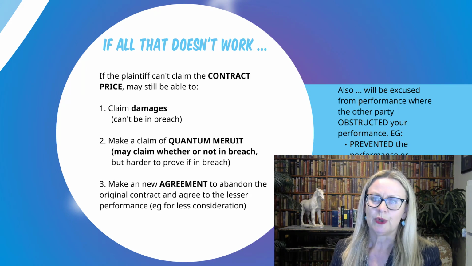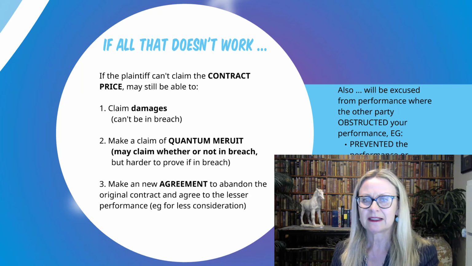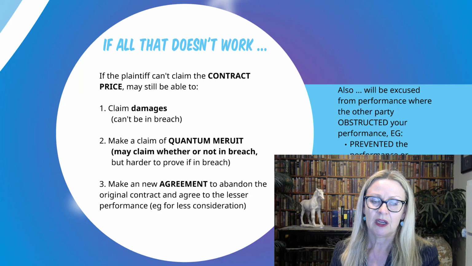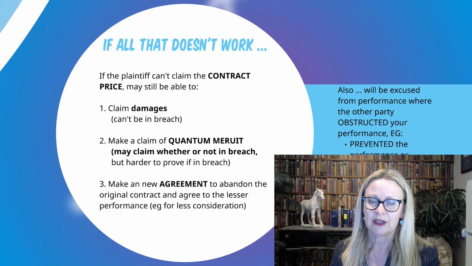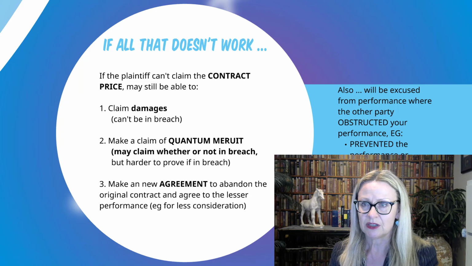If all that doesn't work, and if the plaintiff can't claim the contract price, there are a number of other escape routes that might persist. They might be able to file a claim in damages. They might be able to make a claim of quantum meruit, like I said in Steele and Tardiani. They might be able to make a new agreement to abandon the original contract and agree to the lesser performance. We'll be talking about variations in the next video.